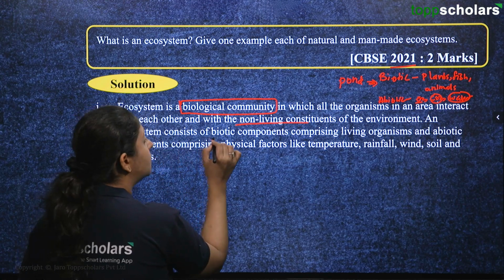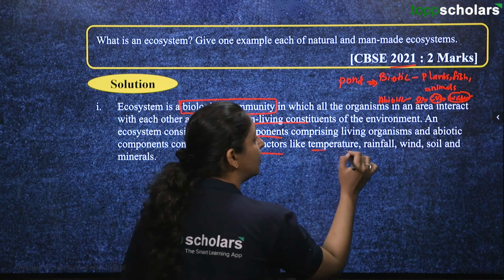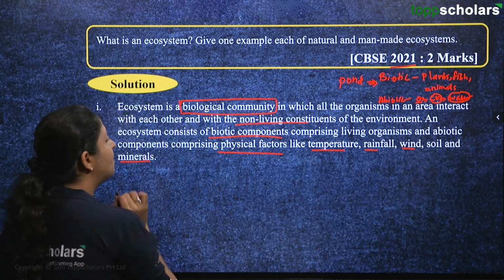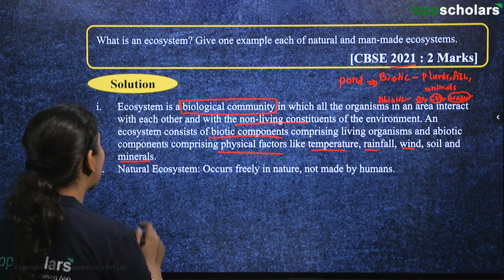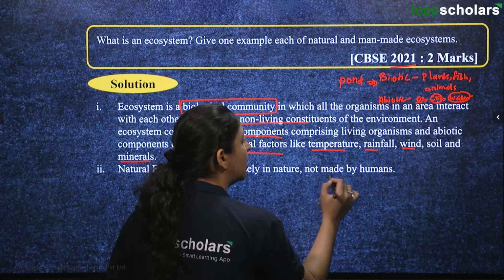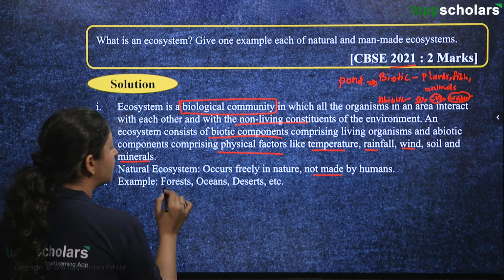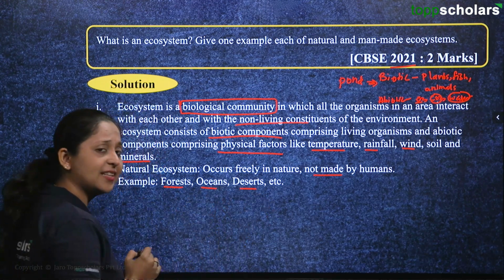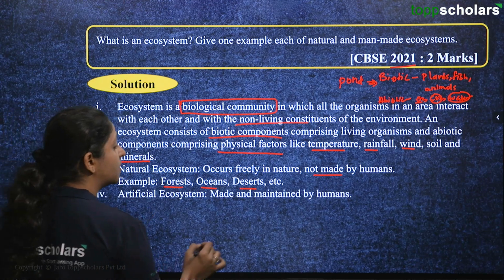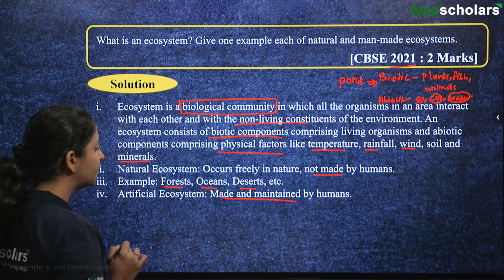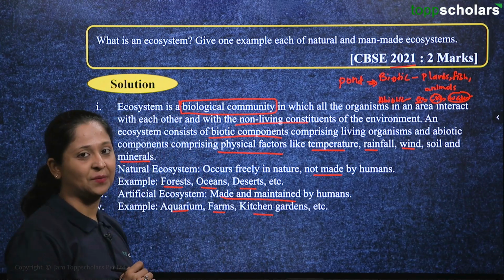An ecosystem consists of biotic as well as abiotic components comprising physical factors like temperature, rainfall, wind, soil and minerals. All of these are also examples of your abiotic component. The natural ecosystem occurs freely in nature and is not made by humans, whereas the examples we have are forest, oceans, desert, etc. We haven't made them, they are naturally present. Whereas an artificial ecosystem is made and maintained by humans. Examples: we have aquariums, farms, kitchen gardens, etc.